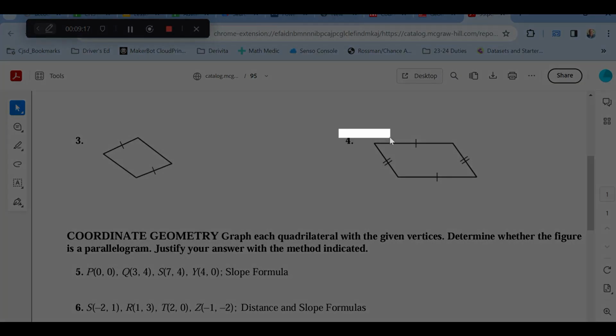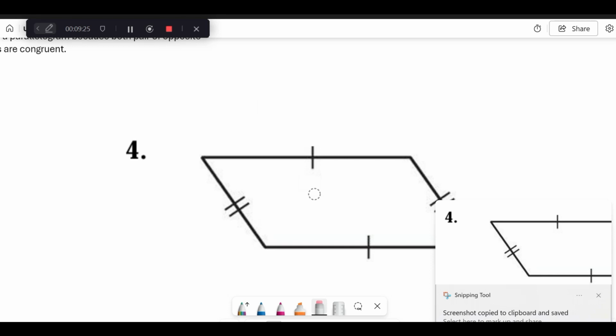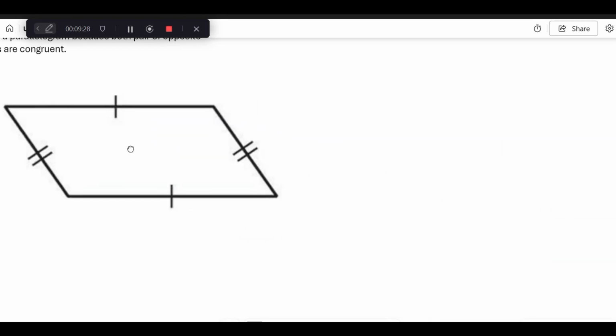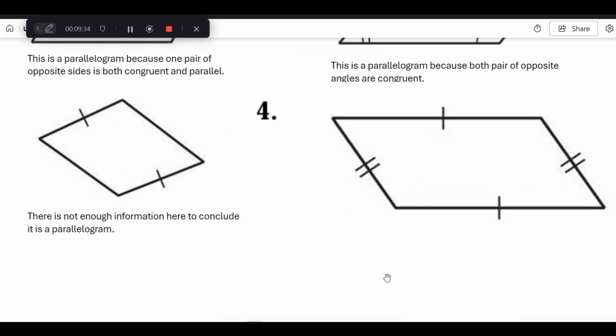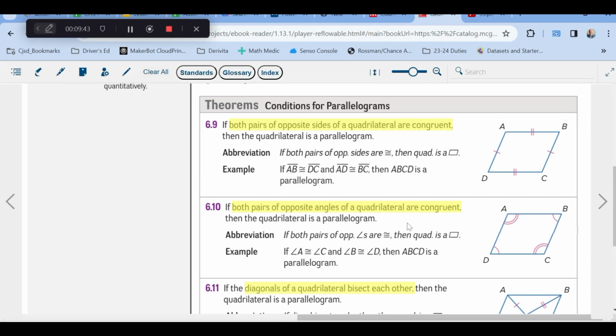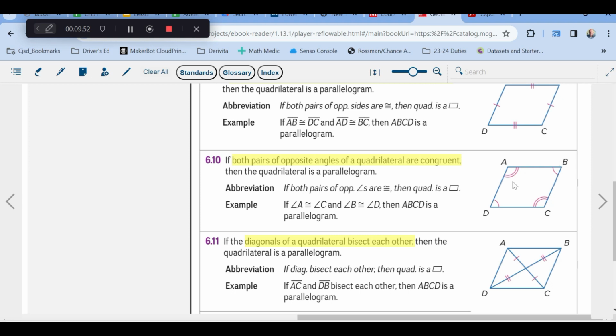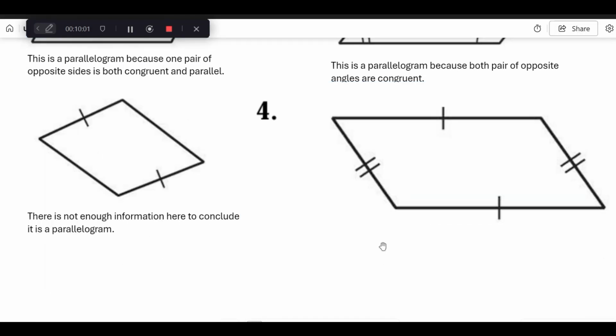Okay, and last but not least, out of these here, number 4. Here I have both pairs of opposite sides are congruent. That was our first one right here. If both pairs of opposite sides are congruent. So both pairs of opposite sides, both pairs of opposite angles, and one pair of sides being congruent and parallel. That's what we've seen here.